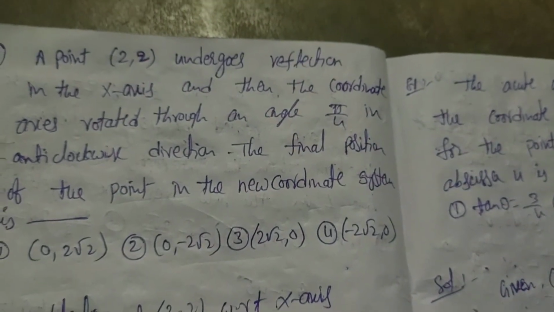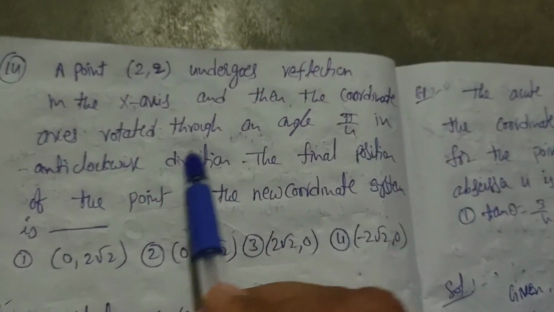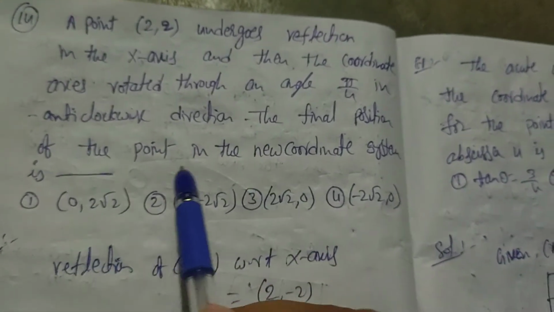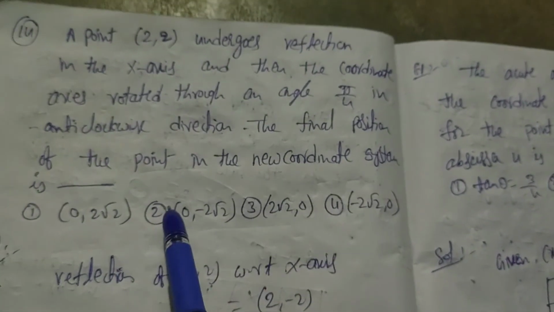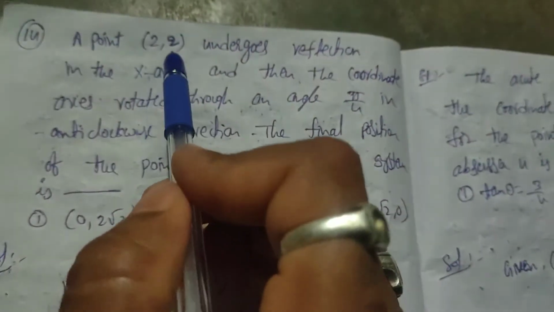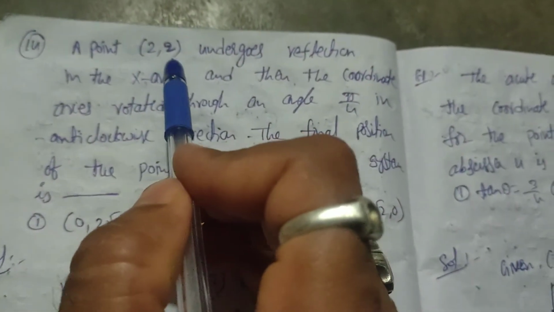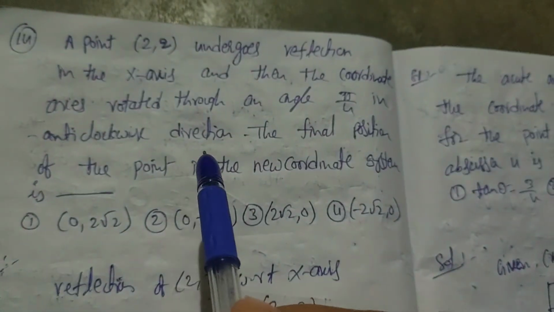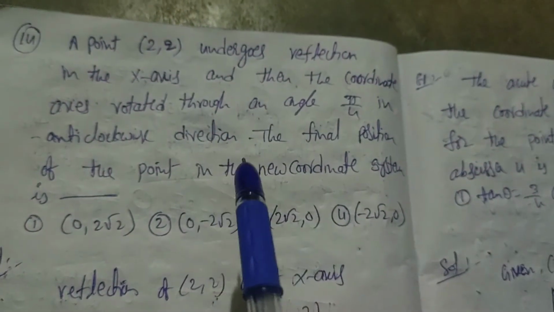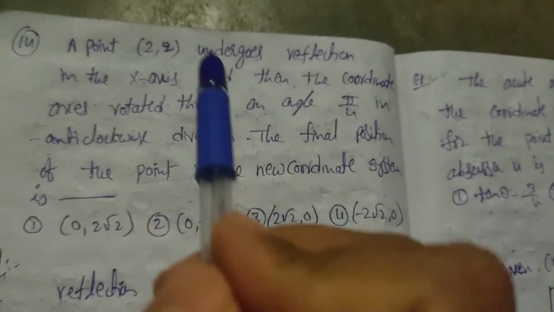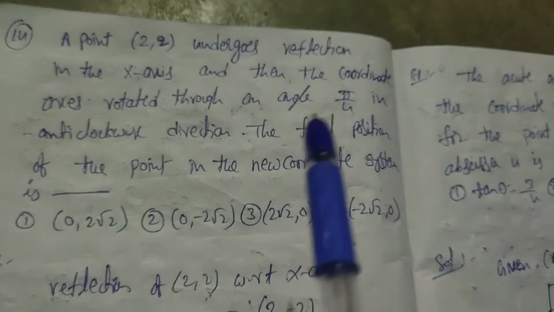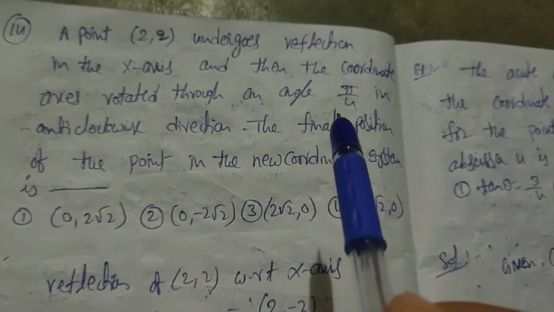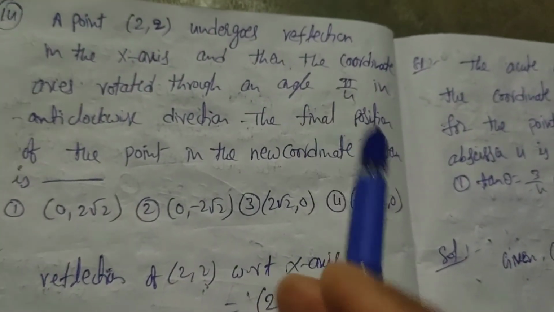After that, the axis is rotated through an angle 5 by 4 in anti-clockwise direction. Then the final position of the point in the new coordinate system. That means after (2, 2) changes to (2, minus 2), now he is asking to find the new coordinates of (2, minus 2) after rotating the axis by 5 by 4 in anti-clockwise direction.